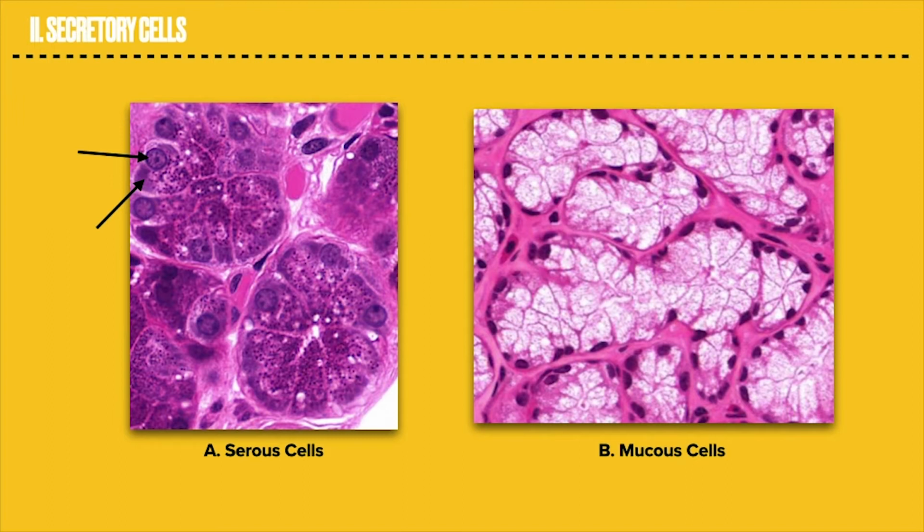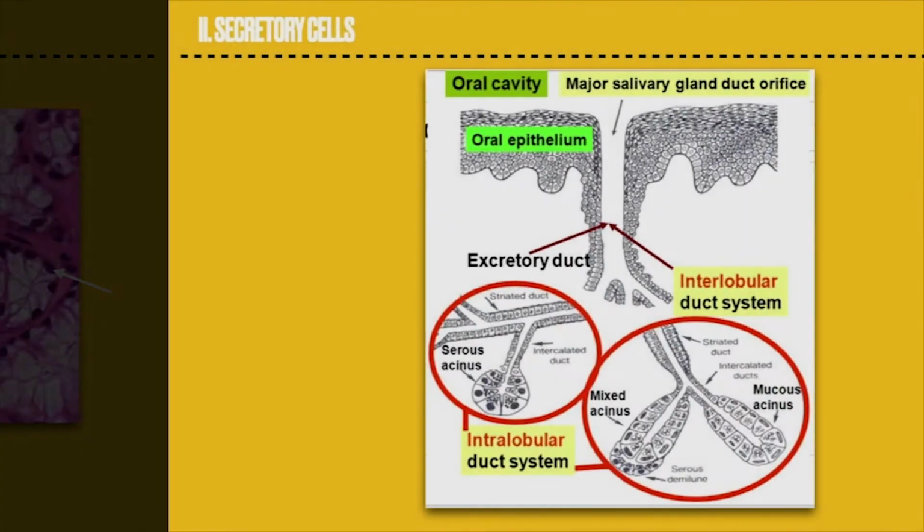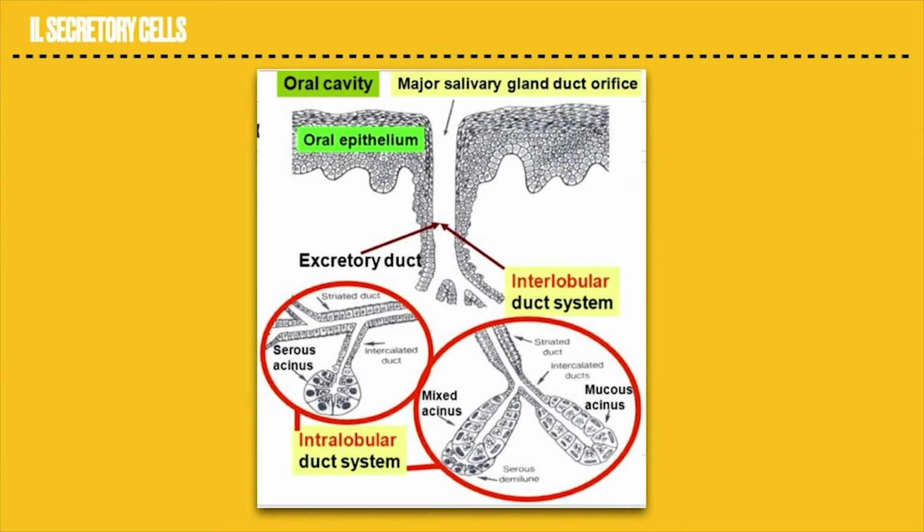Mucous acini can easily be distinguished from serous acini, as the cells of the mucous acini are paler and contain flattened nuclei located toward the base of these cells. Here, you can see how the secretory cells and duct system are connected.